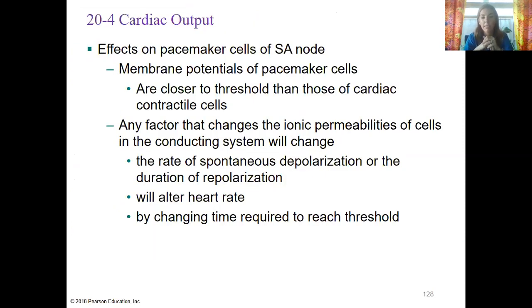Effects on pacemaker cells of the SA node. You have the membrane potentials of those pacemaker cells closer to threshold than those of the cardiac contractile cells. That's just a recap from some of the stuff that we talked about in part 2. So anything that will change the ionic permeabilities of cells in the conducting system will change the rate of spontaneous depolarization, which will in turn alter the heart rate. So anything that can change ion levels, whether that's sodium, calcium, or potassium, will alter the nodes' spontaneous depolarization and can affect the heart rate itself.